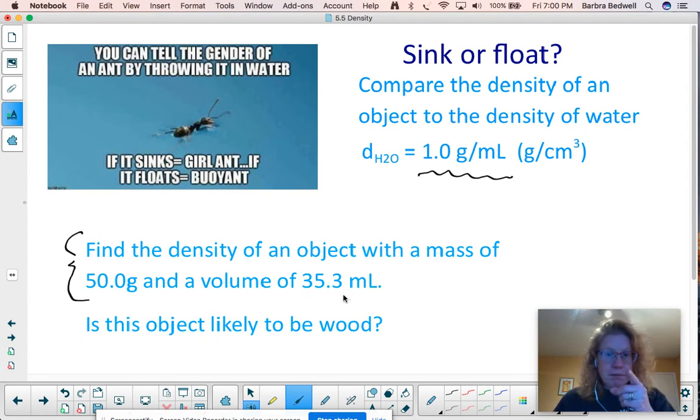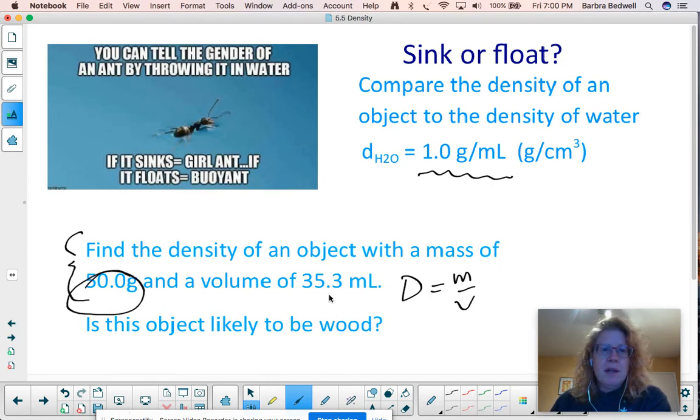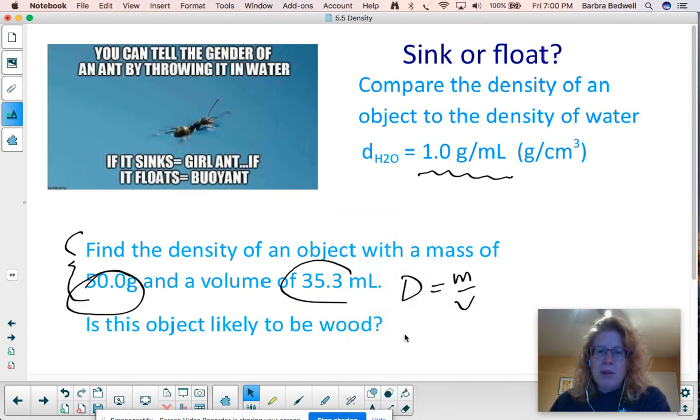Okay, hit pause. Did you hit pause? I don't think you hit pause. All right, so we would use our equation. Density is mass divided by volume. And we've got a mass right here, 50 grams. And we've got a volume right here, 35.3. So literally to calculate our density, it's actually super simple.